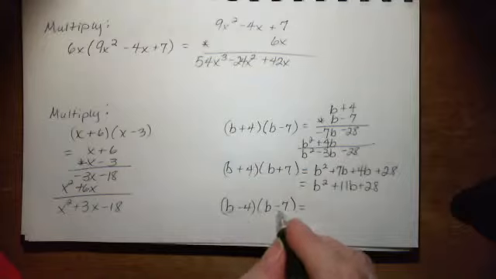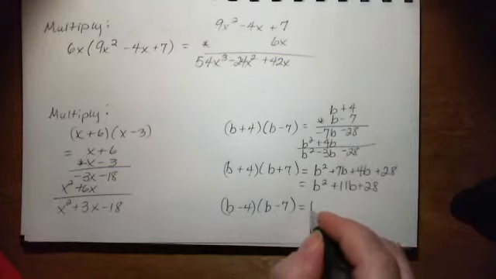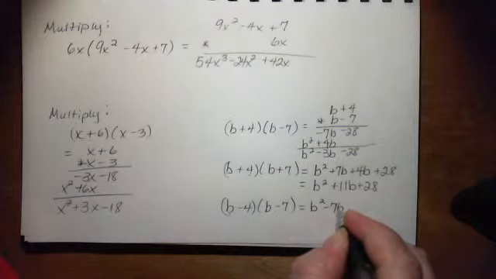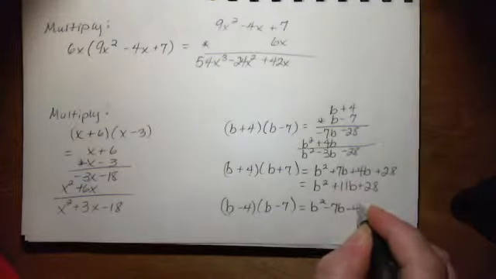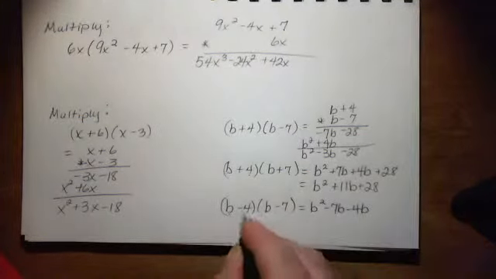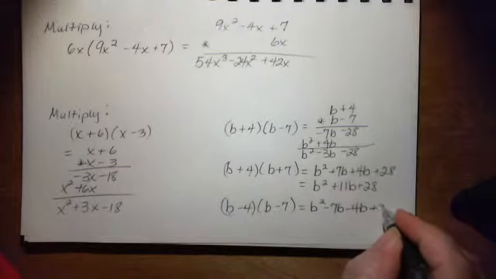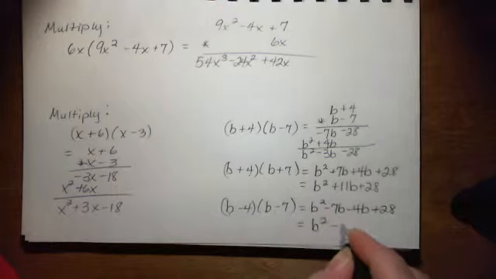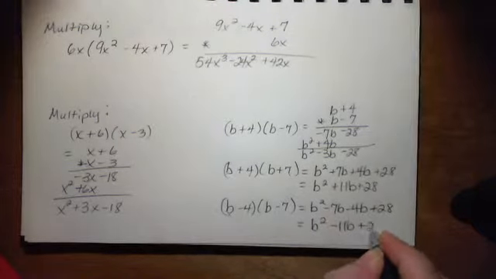Okay, how about this one right here? We have b times b for b squared, b times negative 7 for negative 7b, negative 4 times b for negative 4b, and negative 4 times negative 7 for positive 28. And again, to collect in the middle, b squared minus 11b plus 28.